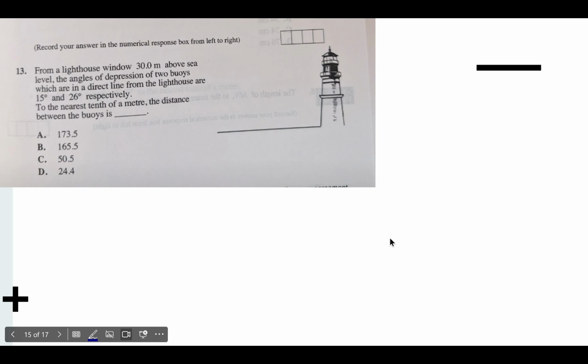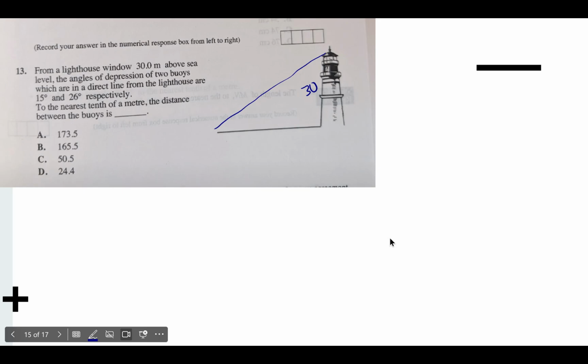We're going to move on. We have number 13. There's a lighthouse window 30 meters above sea level. So I'm assuming we're talking about up here. Let's make our triangle, and this part would be 30. The angles of depression to the two buoys, which are in direct line of sight from the lighthouse, are 15 degrees and 26 degrees. To the nearest tenth of a meter, what is the distance between?